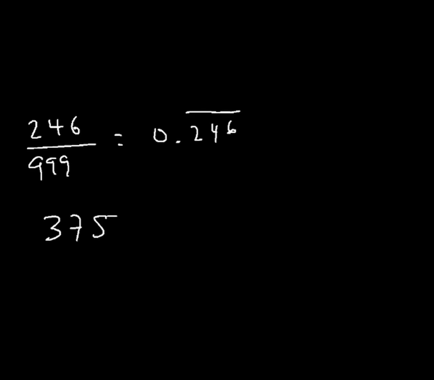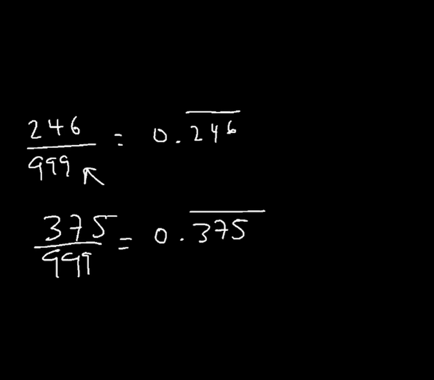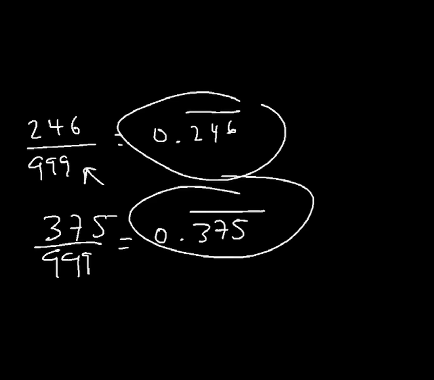Now let's say if you have 246 over 999, this would be 0.246 repeating. And if you have 375 over 999, it's 0.375 repeating. Now some of these, you may be able to reduce the fraction, but if you quickly want to get the decimal value, this is what it is. So just in case it's based on 9.